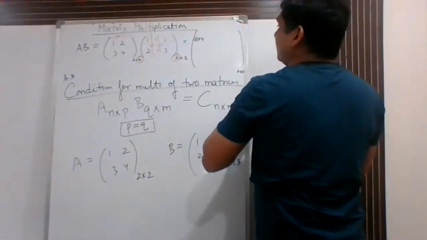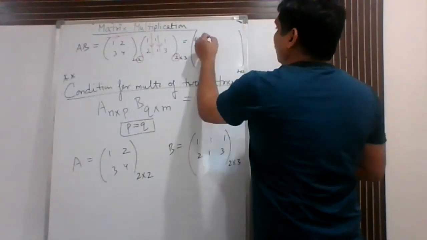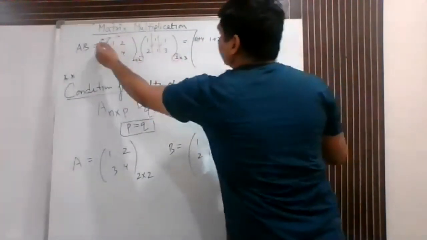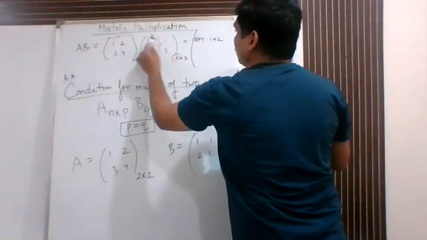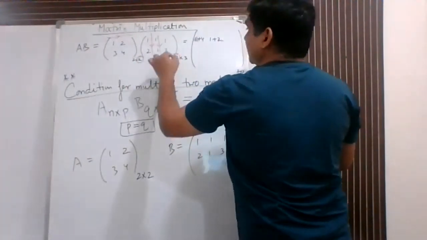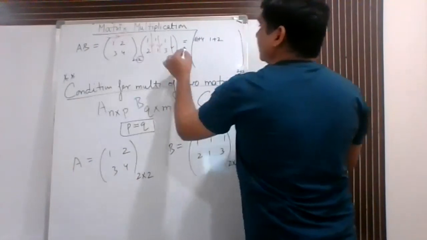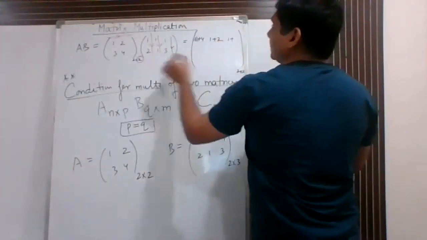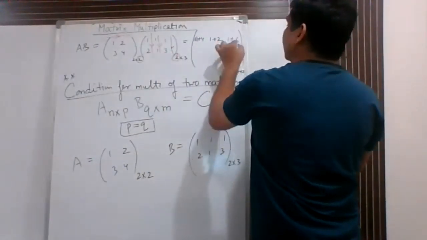So that will be 1 plus 2 because this multiplied with this one. So 1 into 1 plus 2 into 1. Next, this one operated with the third one. So when you operate with the third, it will be 1 plus 2 into 3, that is 6.